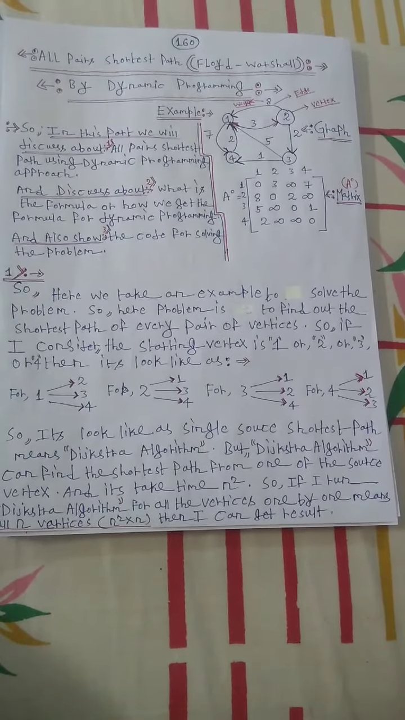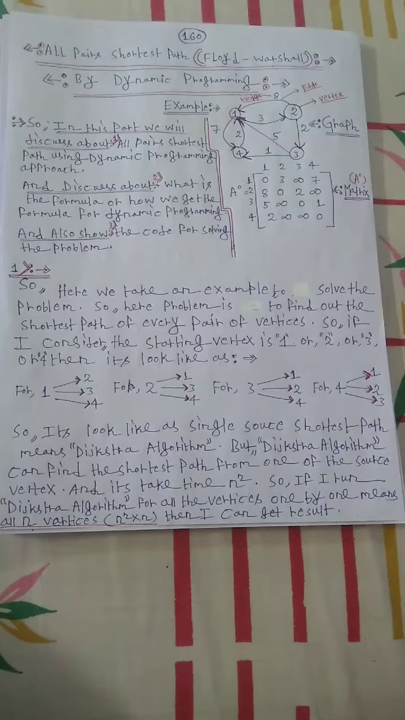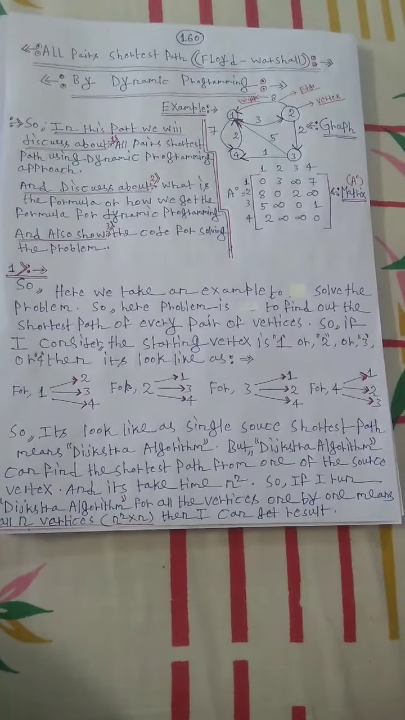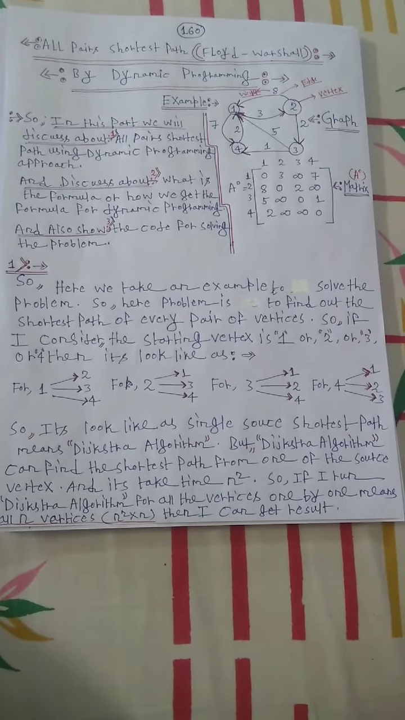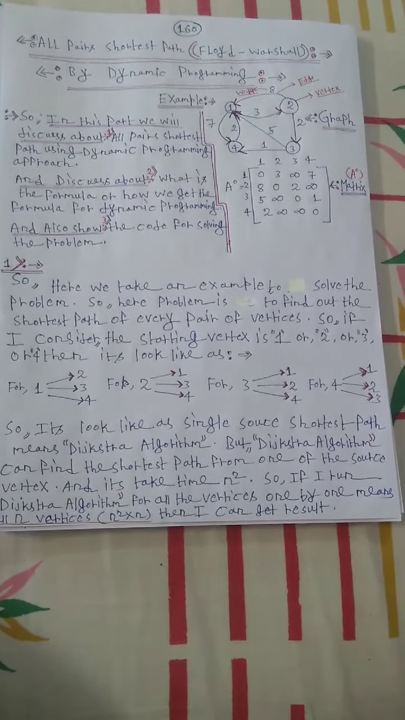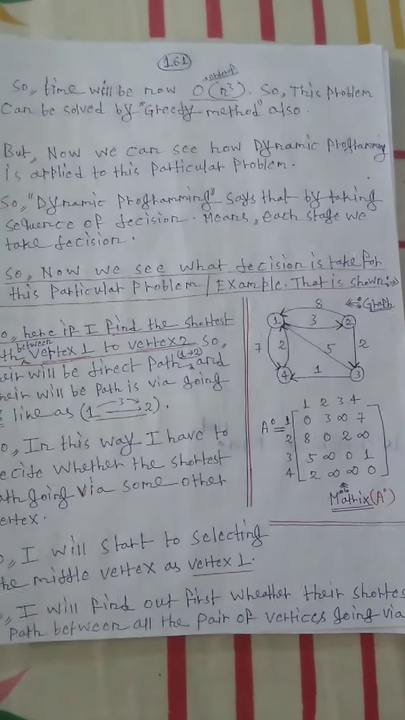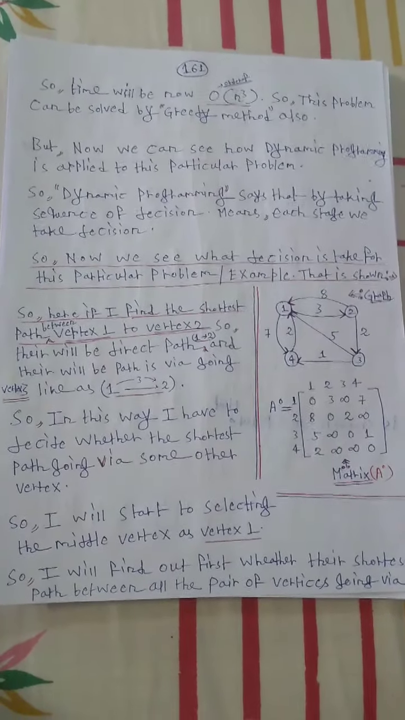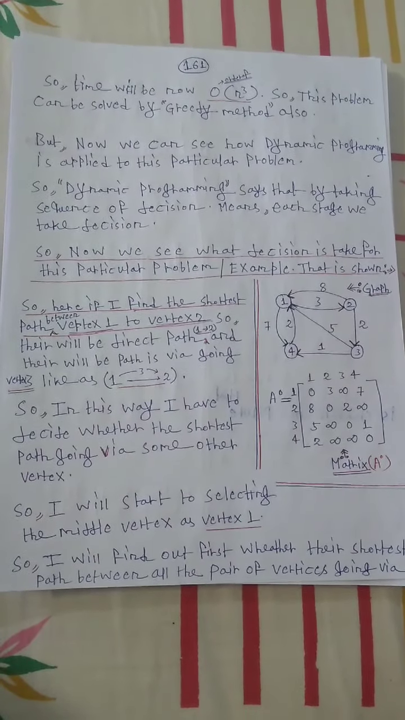It looks like a single source shortest path, that is, the Dijkstra algorithm. But the Dijkstra algorithm finds the shortest path from one source vertex and takes time n squared. If I run the Dijkstra algorithm for all n vertices one by one, it is n squared into n, then I can get the result. So time will be of the order of n cube. This problem can also be solved by the greedy method, but now we see how dynamic programming is applied.